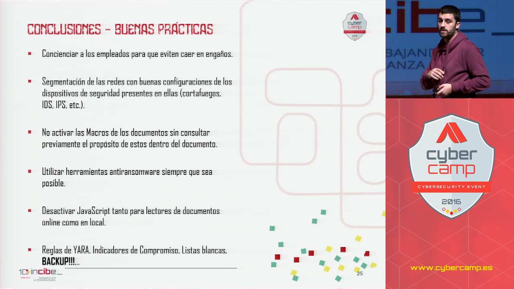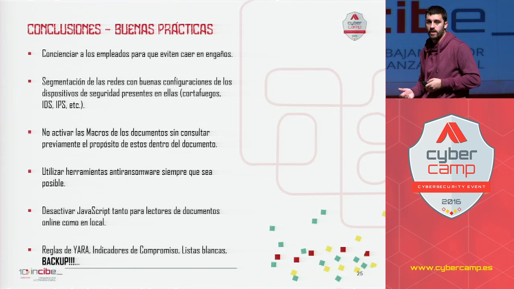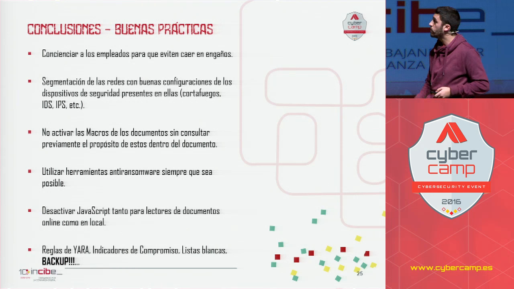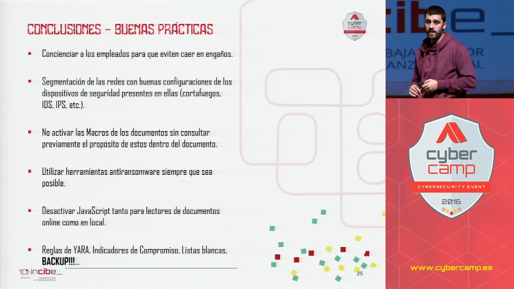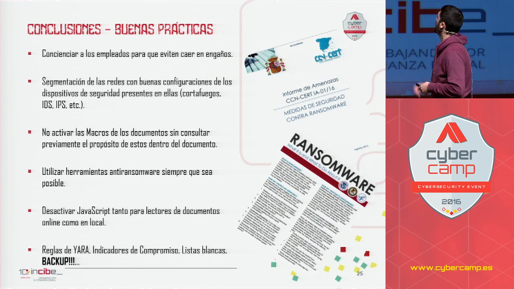Using anti-ransomware tools. You have them from different companies working on it. They have different solutions, and you can choose whatever you want. But you need to keep an eye on it. Disabling JavaScript, as you've seen, is quite important. Then Java standards, compromise lists, backups, mainly backups. It'll take us time to restore it, but we would manage it.